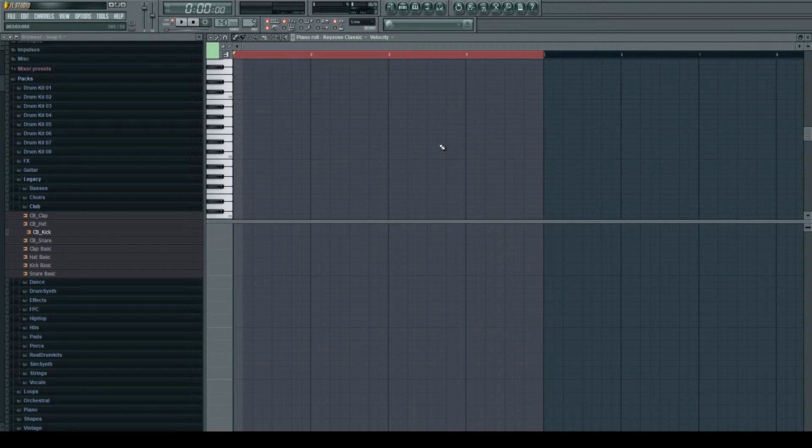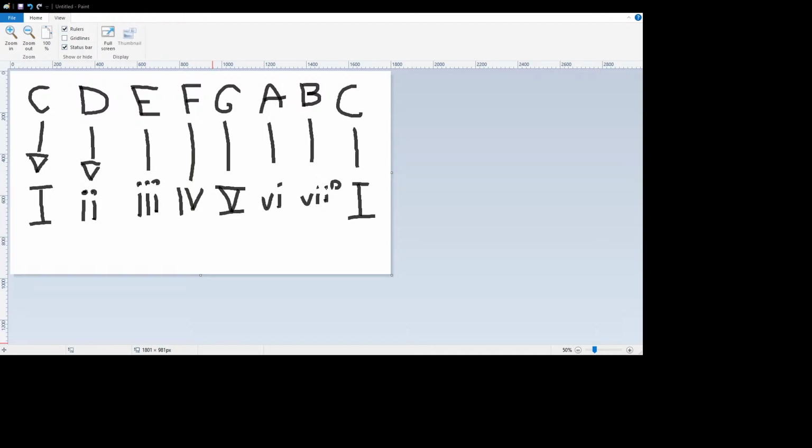So, what's next? Well, let's talk about function. Now, each chord progression here has a function. So each chord has a function.